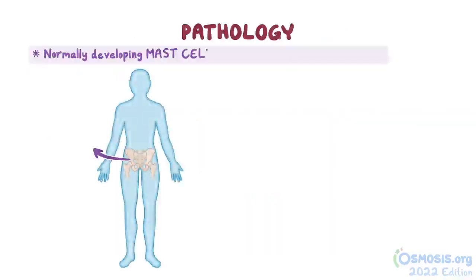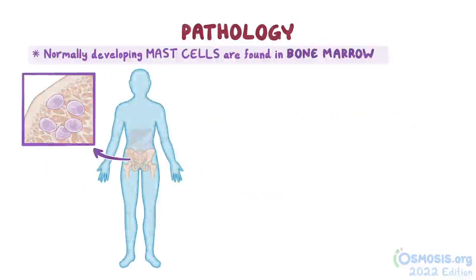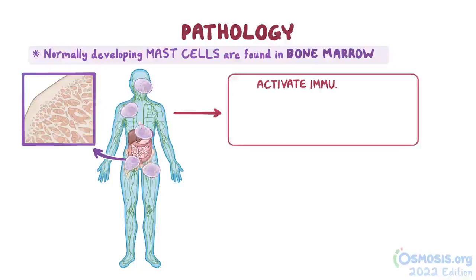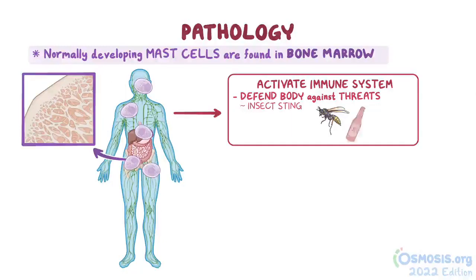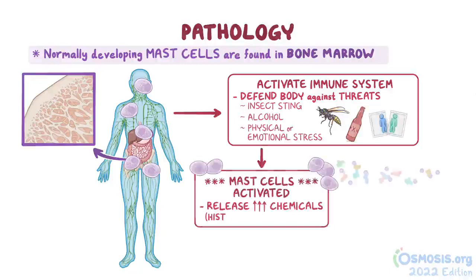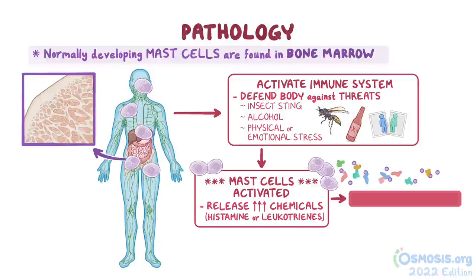Normally developing mast cells are found in the bone marrow, and as they mature, they leave the bone marrow and sit in tissues around the body. There they have an important role in activating the immune system to defend the body against a threat, such as an insect sting, alcohol, or physical or emotional stress. When a threat triggers a response, mast cells become activated and release a large amount of chemicals, like histamine or leukotrienes, into the surrounding tissue. These chemicals lead to a specific immune system response called an allergic reaction.